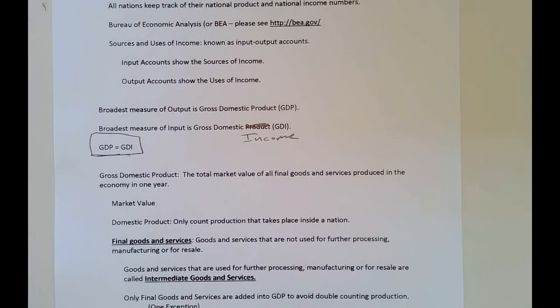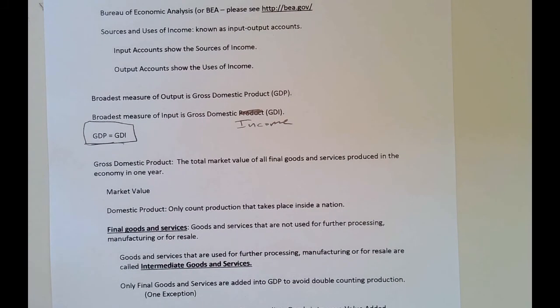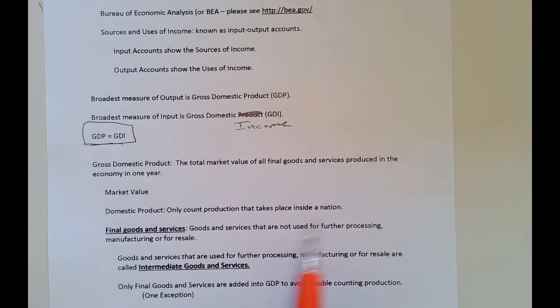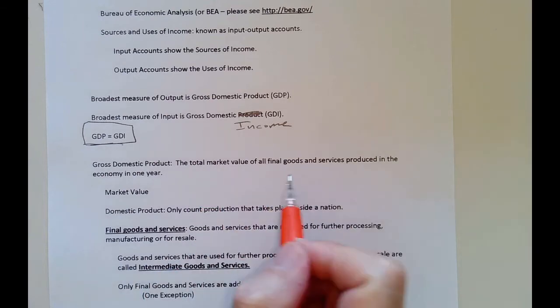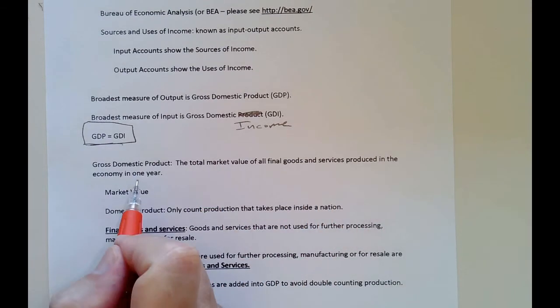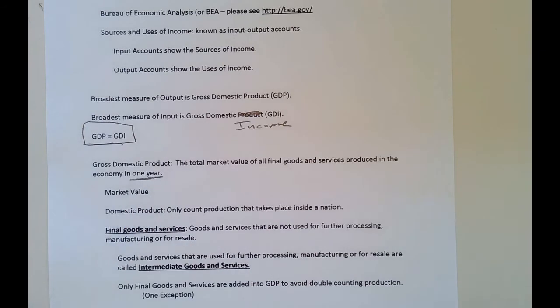And so the first thing we're looking at is going to be gross domestic product, and that will be the main topic from this chapter. And so gross domestic product is defined as the total market value of all final goods and services produced in the economy in 1 year. Now we do have these numbers come out every quarter, every 3 months. But usually when we report it, it's reported as the number for the entire year.